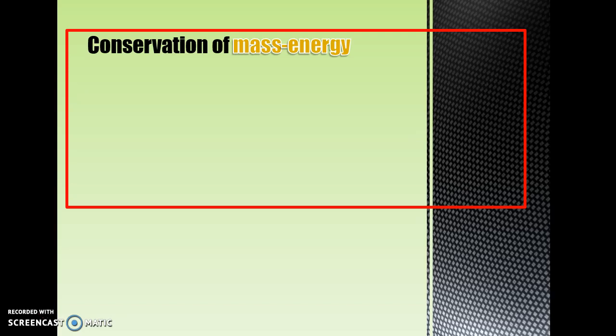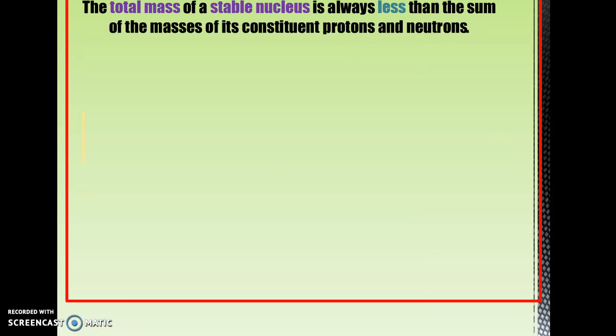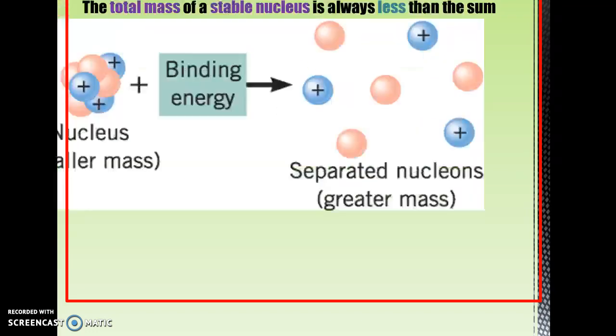were decaying? And the answer lies in Einstein's theory of relativity, that mass is a form of energy, and that energy and mass are conserved in a reaction. So we'll look a bit further at this. The total mass of a stable nucleus is always less than the sum of the masses of the parts that make it up, which are the protons and the neutrons.